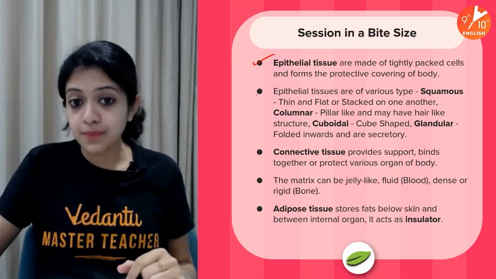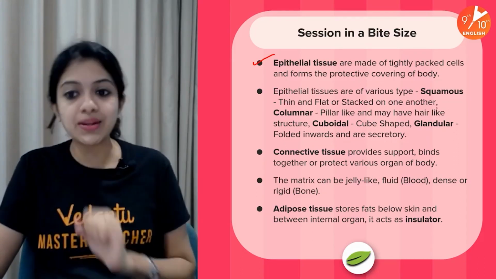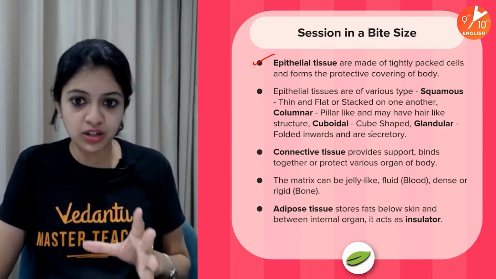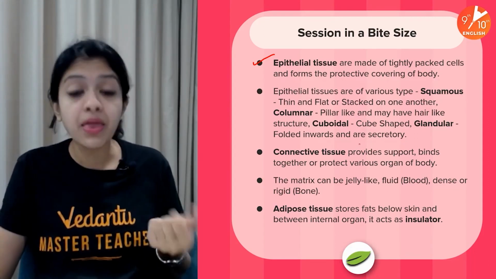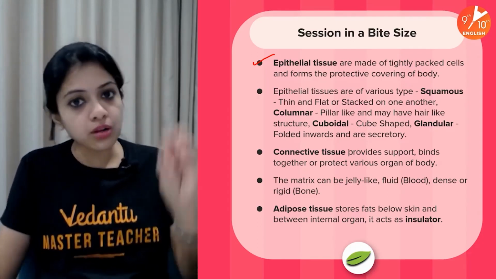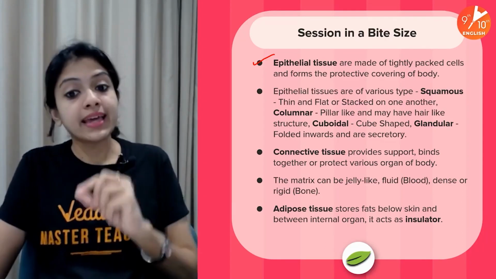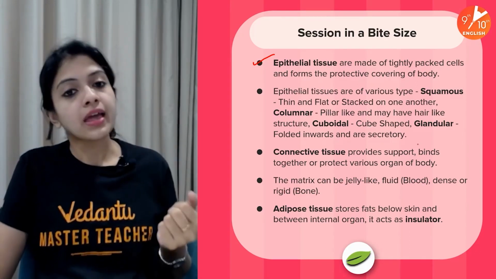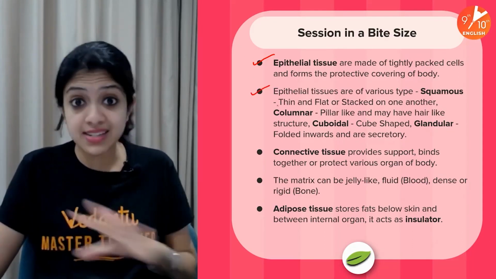And the various types also we have seen, which are squamous, which is simple squamous, as well as stratified squamous, columnar, which is pillar-like and may have hair-like structures, which we call ciliated columnar. And one more thing when it comes to columnar epithelium is that the cilia help in brushing forward materials. The column-shaped cells may help in secretion and absorption to a great extent. Then cuboidal, which is cube-shaped, providing mechanical support. Glandular epithelium, which are secretory in function, helping in the lining of the different glands of the body.